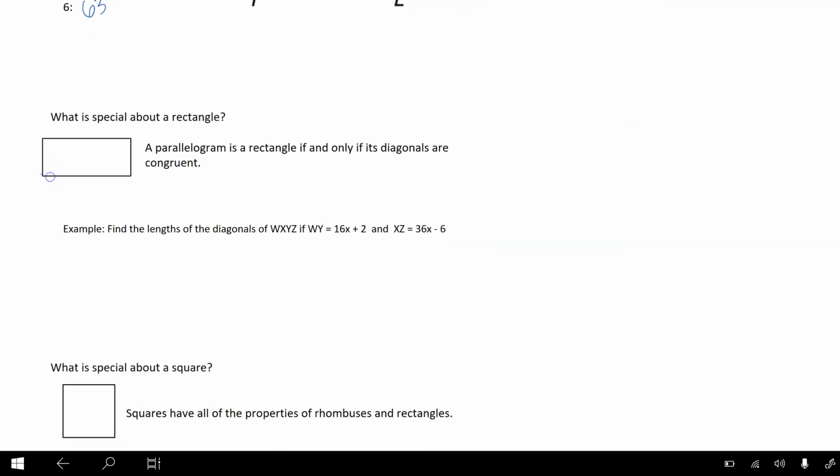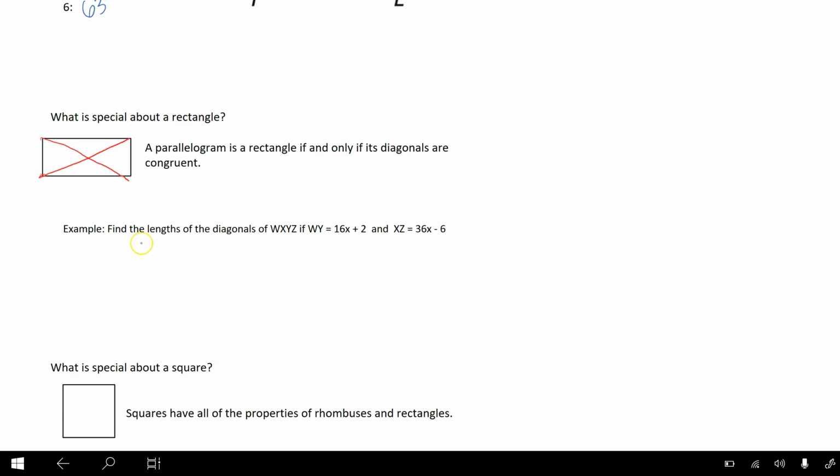what's special about a rectangle? A parallelogram is a rectangle if and only if its diagonals are congruent. So when we draw the diagonals of a rectangle, those two diagonals have to be the very same length.